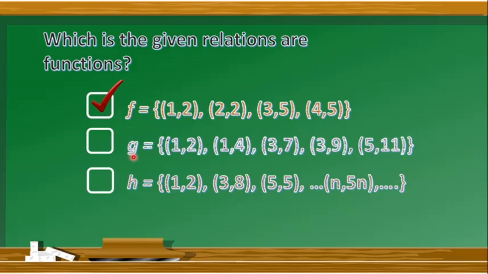For the G set, we have 1, 2, 3, 3. There are two numbers repeated, so we can say this is not a function. For H, we have 1, 3, 5, and so on and so forth. This is a function because there is no repetition of the values of x.